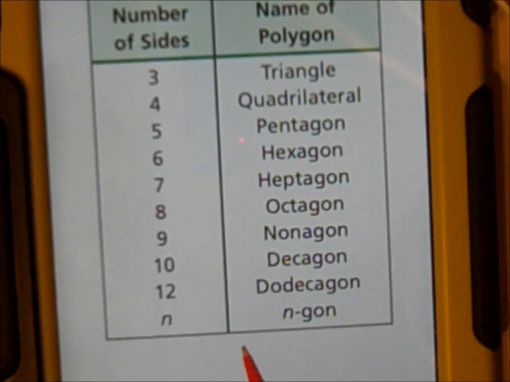Anything higher than 12 we don't really call by numbers, we just call by the size. So 13-gon, 15-gon, 48-gon. So anything above that is higher.